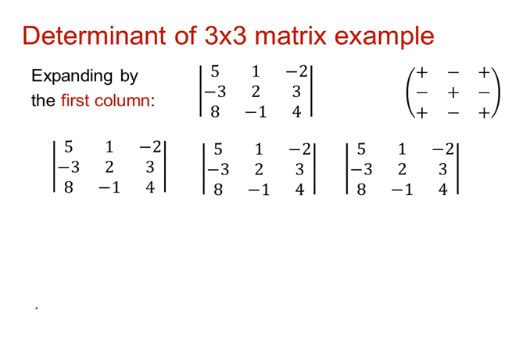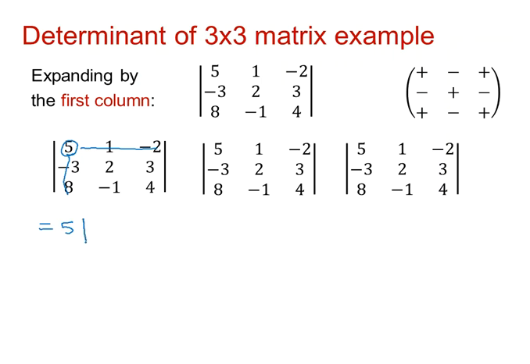So in this example, I'm going to expand the determinant by the first column. These three diagrams here are just to assist with the method. With practice, you would be able to find these determinants without having to draw the diagram. So these are just visual aids. So I'm going to expand by the first column. I take the first element 5, cross out that row and that column. So the determinant is the element 5 times its cofactor.